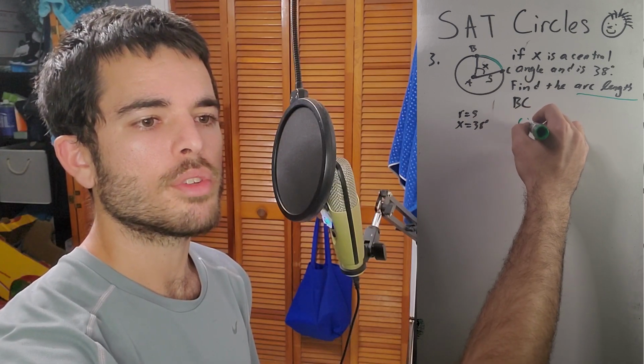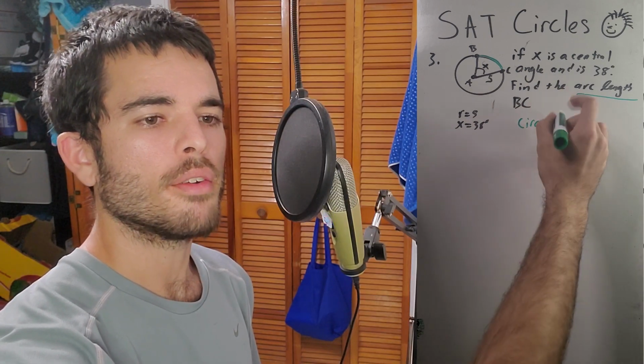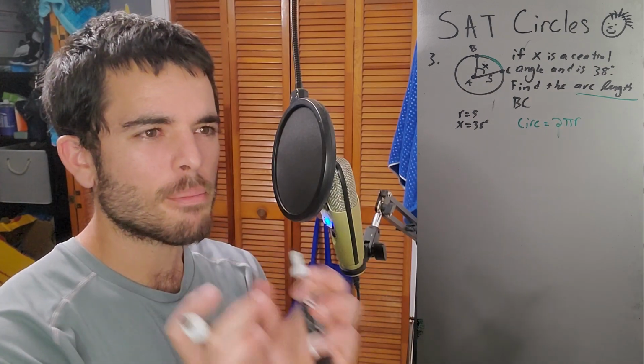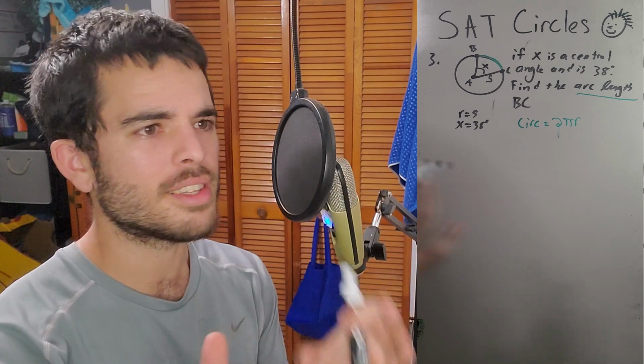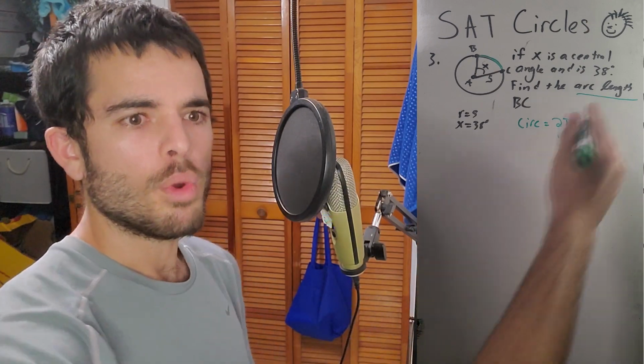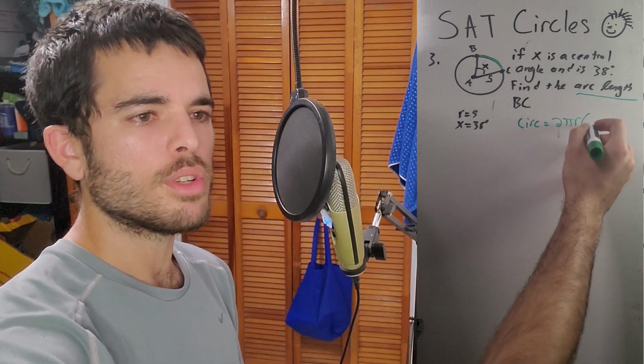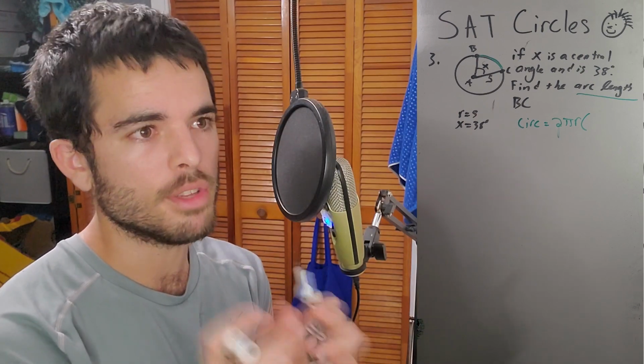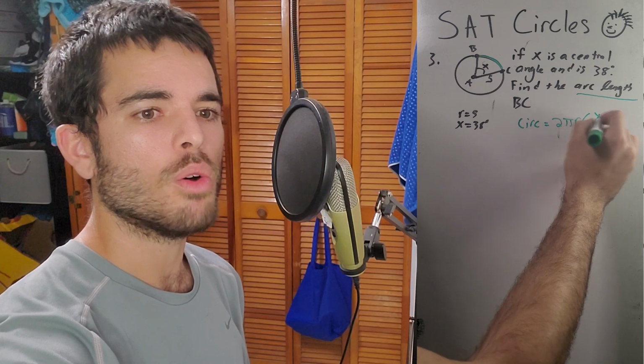So we know that circumference is 2 pi r. That will be on your formula sheet. But we only care about a specific part of the circumference. We don't care about the entire circumference of the circle. We want to multiply the circumference by a fraction because that's all we're focused on. We're only focused on a fraction of the circle, and that fraction is x over 360.